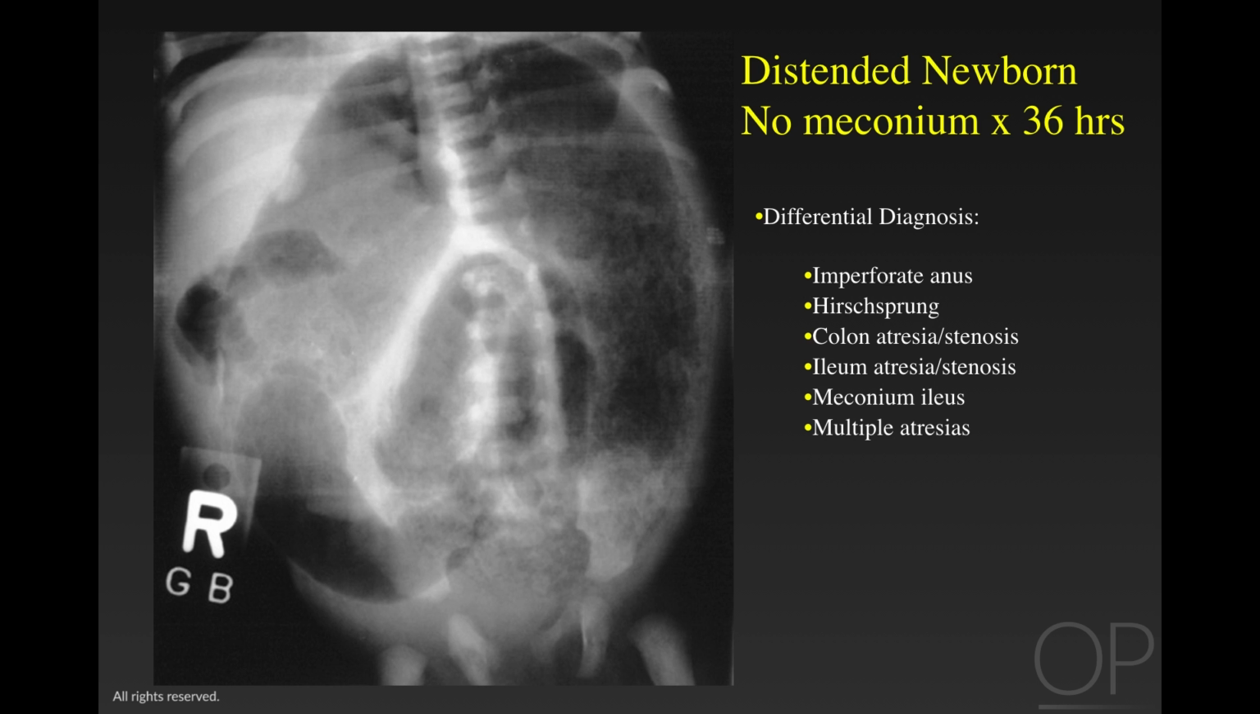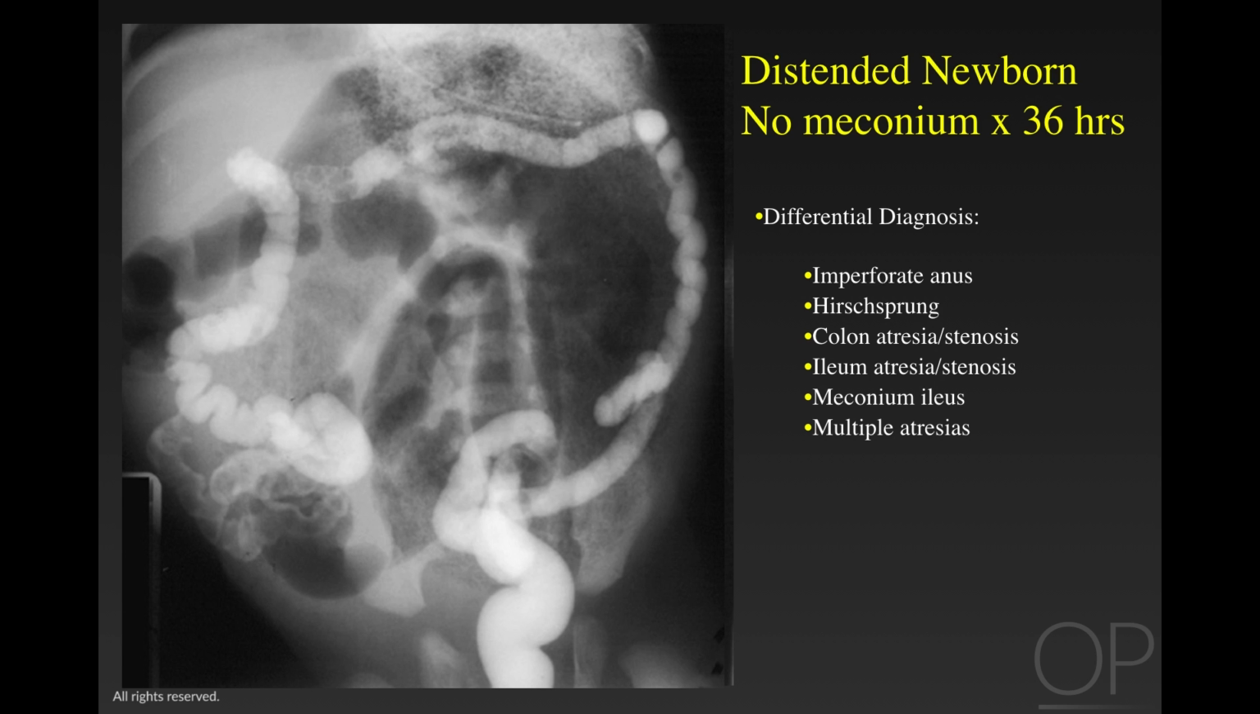So in this situation, we did a water-soluble enema, showing that, in fact, this very distended loop of bowel was not colon. In fact, it was dilated distal small bowel. We see that the caliber of the colon is very small throughout. Baby has a microcolon, and we have reflux of contrast into the distal ileum that contains multiple filling defects. This is the result of meconium ileus.